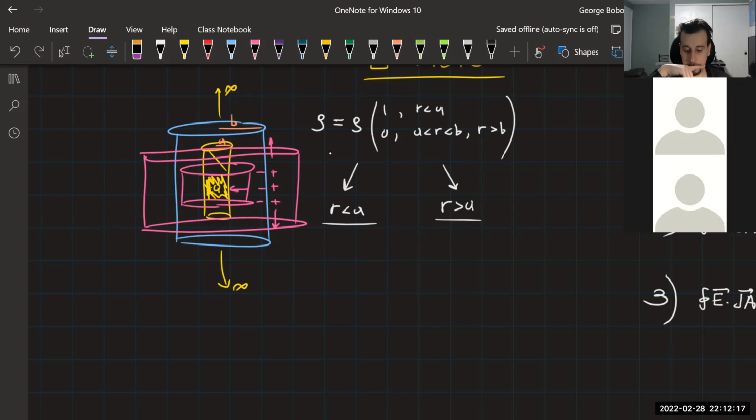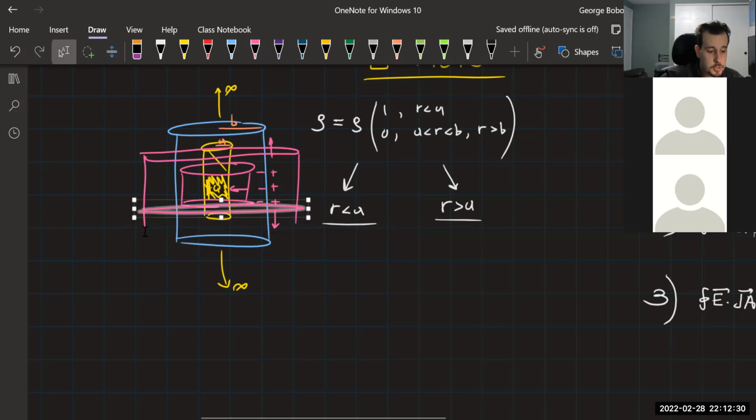I'm not fully sure I understand why the enclosed charge is the same. I don't know if I've given you the wrong interpretation here. These are supposed to be the same length, I guess.